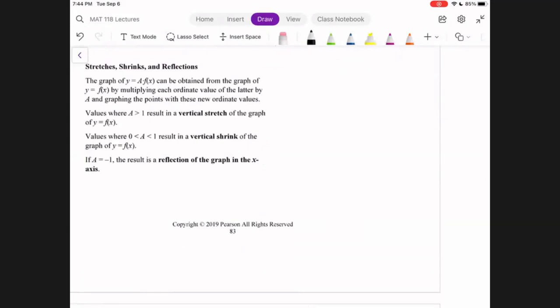Last part of the transformations is it does vertical stretching. And you might wonder, is there horizontal stretching? There is, but we're not really going to cover that. That's like pre-calculus, calculus stuff. We're not going to cover it in this course.